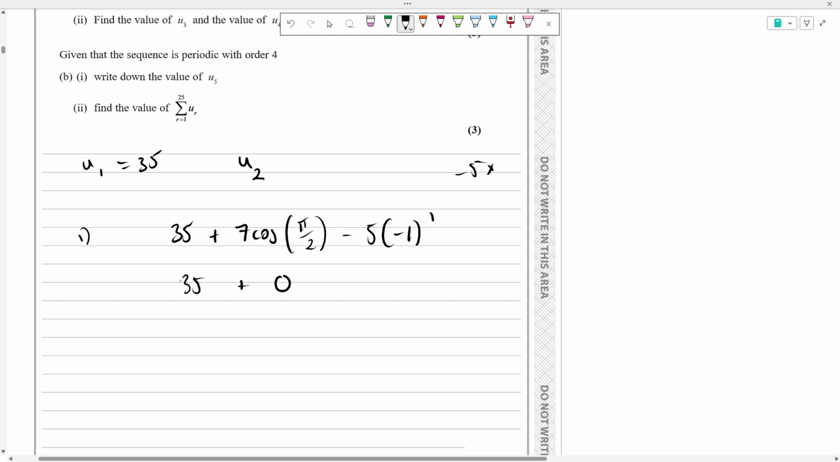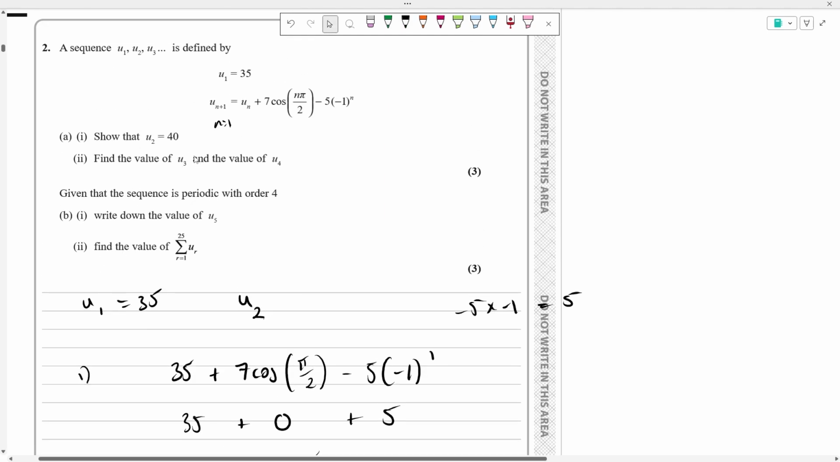Well, minus 5 times minus 1 is actually just 5, so that's plus 5. Therefore, this is equal to 40. Amazing. Find the value of u3 and u4.